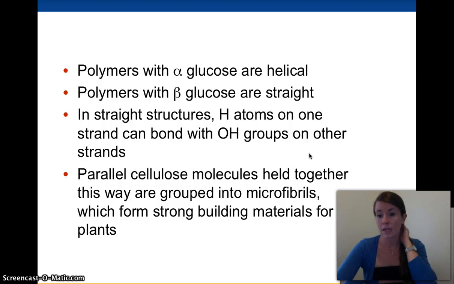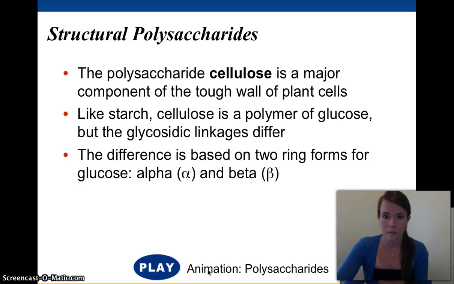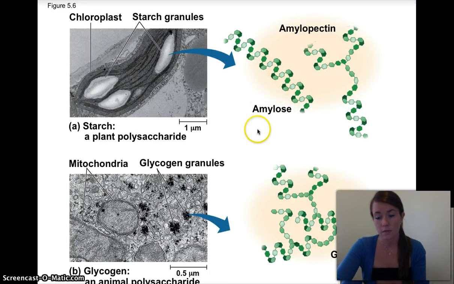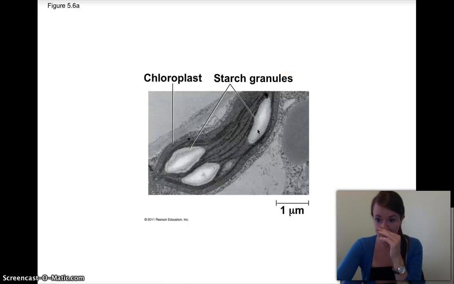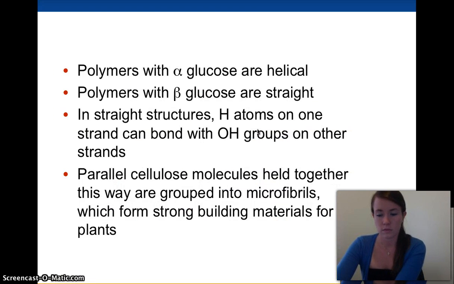So polymers that have alpha glucose are helical, and polymers that have beta glucose are straight. Remember that cellulose has beta glucose, and if we flip all the way back here, you can see that amylose is twisted. So starch is twisted because it has alpha glucose, but it's really important that cellulose has beta glucose because they are used in plant cell walls.